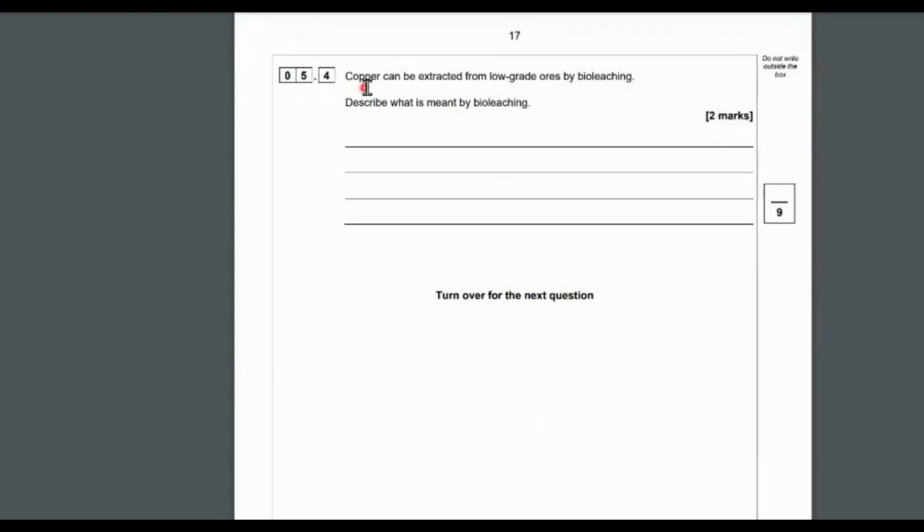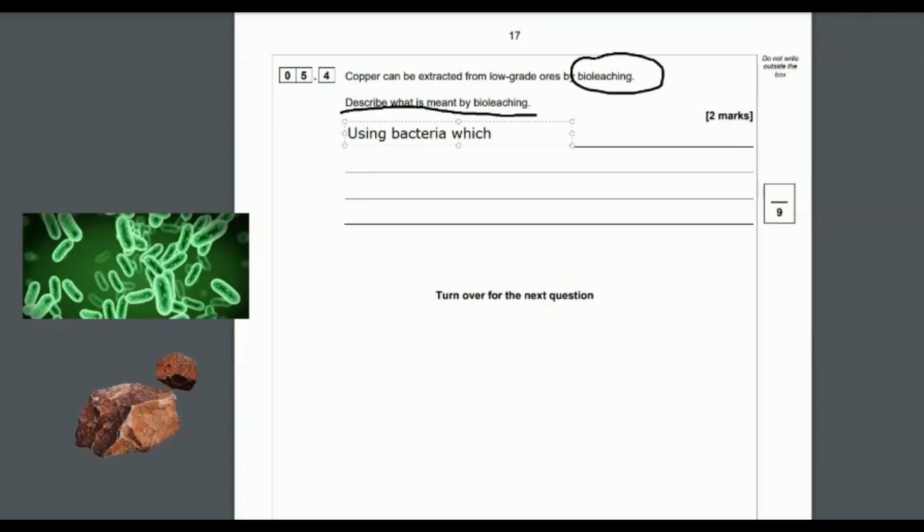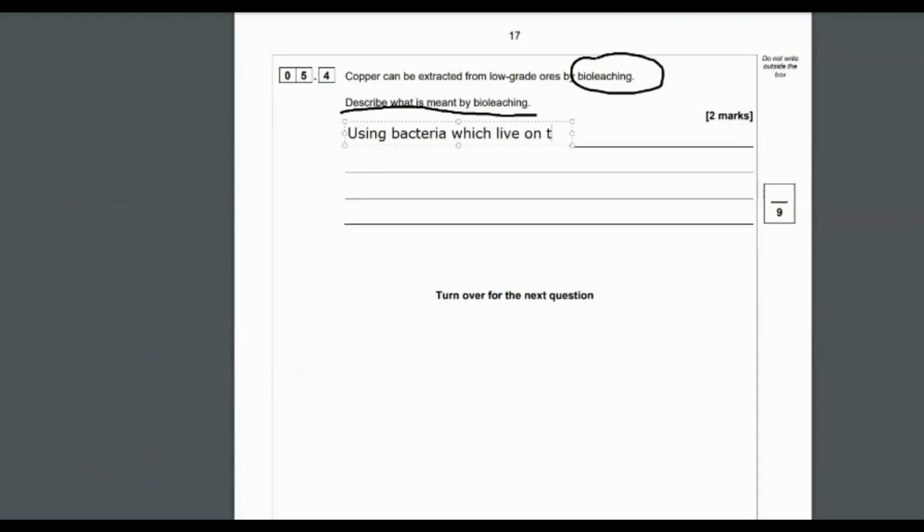Right, 5.4. Copper can be extracted from low-grade ores by bioleaching. Describe what is meant by bioleaching. Okay, so bioleaching is when bacteria live on a rock and they extract minerals for their own survival from the rock, and they create this into a solution which we call a leachate, and it comes out of their bodies, and we can use electrolysis or displacement reactions to extract it.